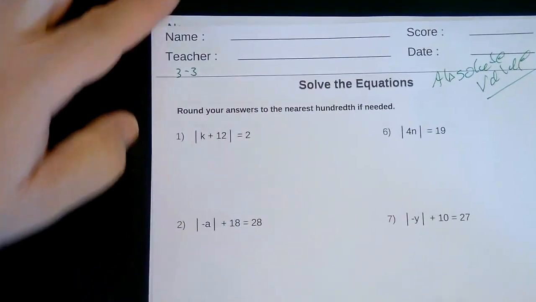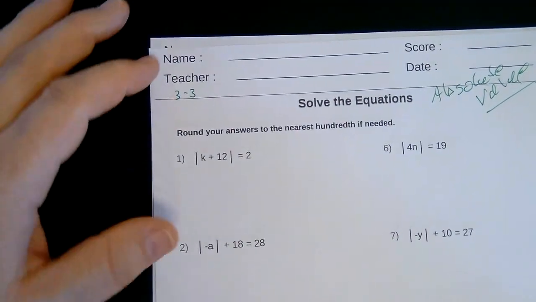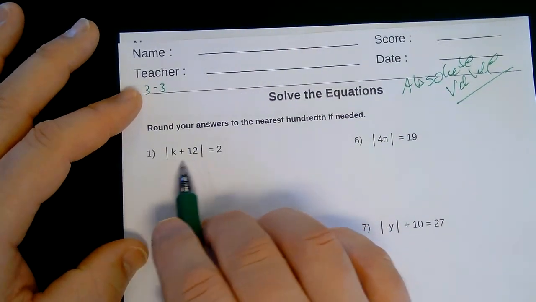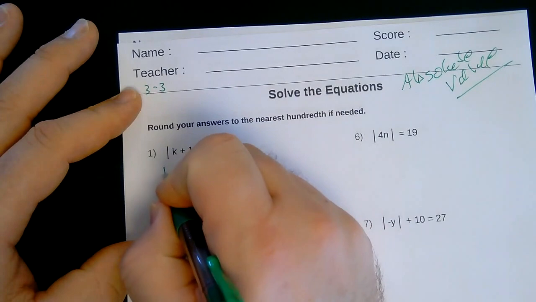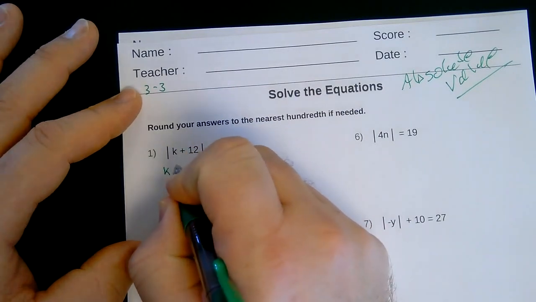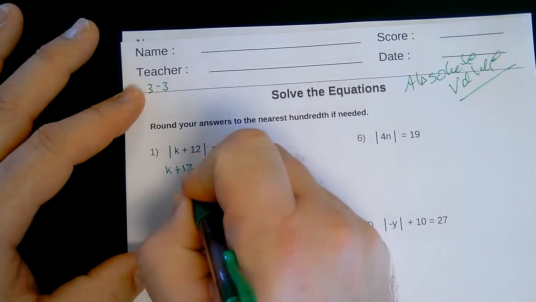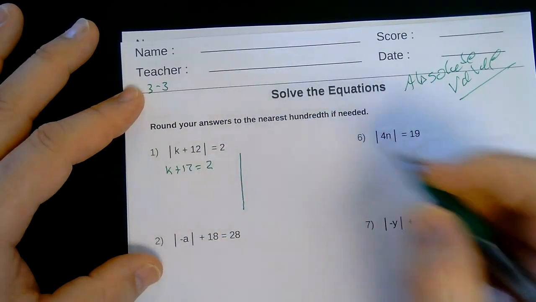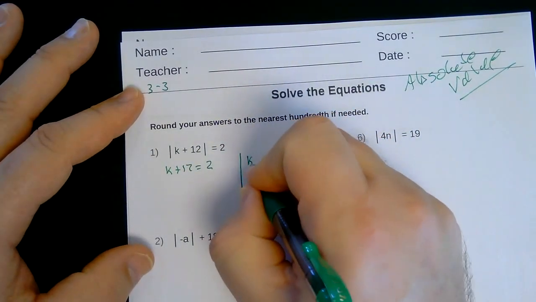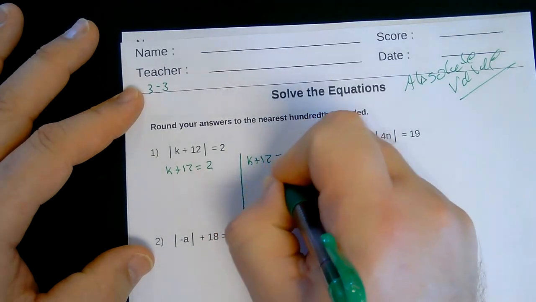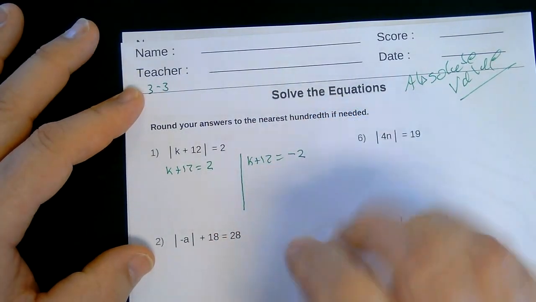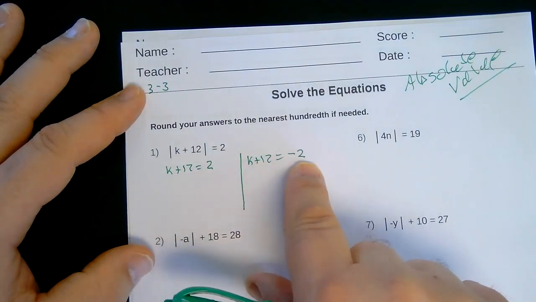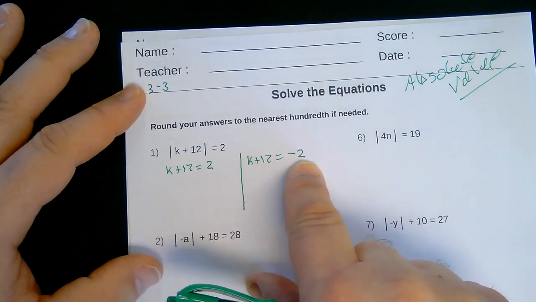Okay. So we have to be careful with absolute values because we actually have really two types of equations we're going to be doing. So first thing I'm going to do is write down the original without the absolute value symbol. So k plus 12, I'm going to set that equal to 2. I'm going to draw a line down, and I'm going to go k plus 12 equals negative 2. Again, notice the original is one of them. The negative of that 2 is the other one.